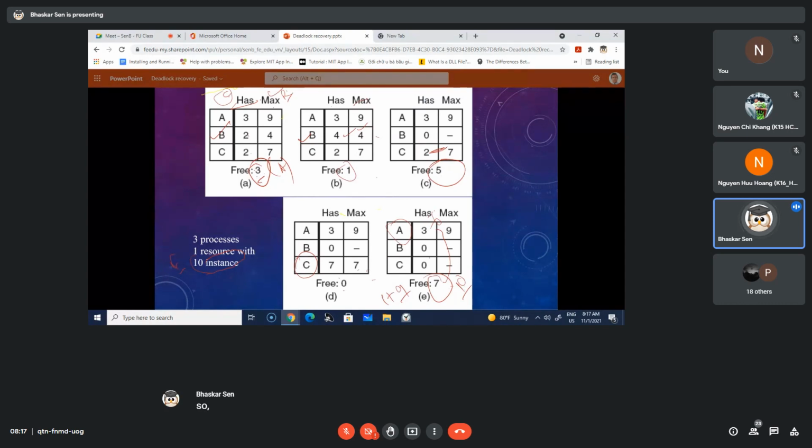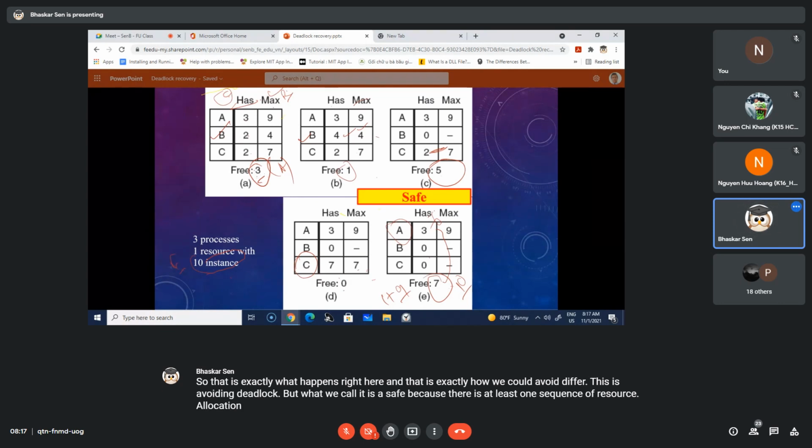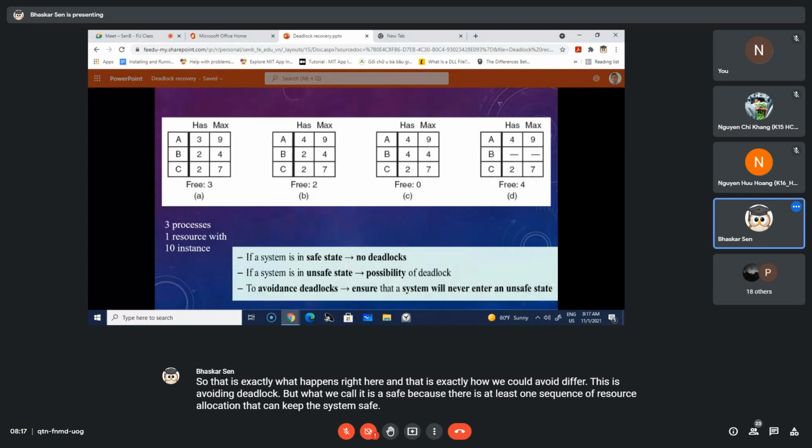So that is exactly what happens right here. And that is exactly how we could avoid deadlock. This is avoiding deadlock. But what we call it is safe, because there is at least one sequence of resource allocation that can keep the system safe. How about unsafe? This is what we'll see as unsafe.